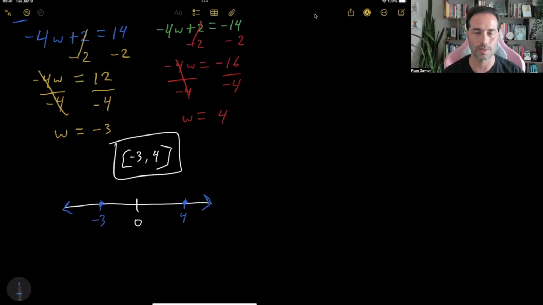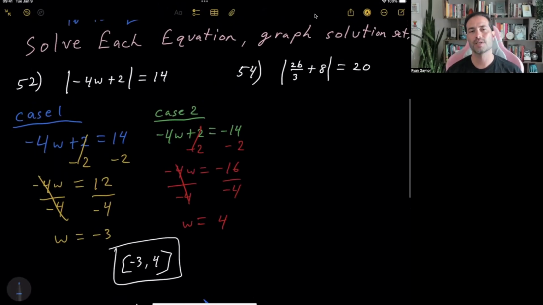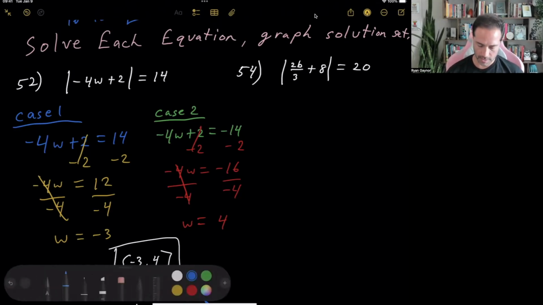They both work. And if you wanted to check them, you could plug them back into the original. Negative 4 times negative 3, that's positive 12. 12 plus 2 is 14. The absolute value of 14 is 14. And then if I plugged in 4, it would say negative 4 times 4, which would be negative 16, plus 2 would be negative 14. The absolute value of negative 14 is 14. So we got it right. Cool. Let's do one more and then we'll wrap this up.